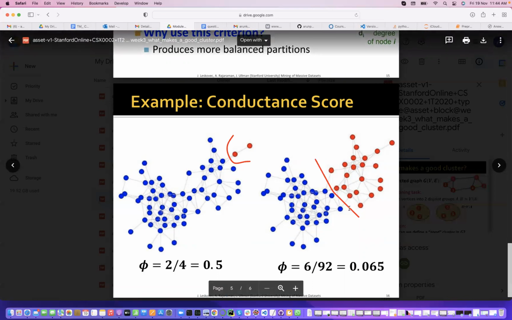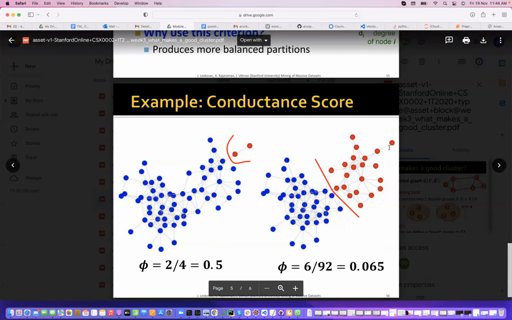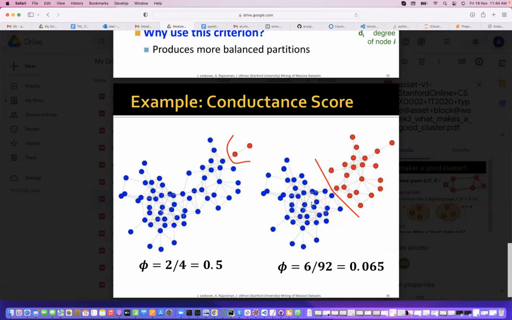So on the right side, they are saying it is 6 by 92. 6 is easy for us to compute. What is this 6? Edges which are going from the red cluster to blue. That is easy for us to compute. You can say this is 1, 2, 3, 4, 5, 6. But it may take time for you to compute this 92, right? You need to get how many degrees are left out when you consider only A in total.